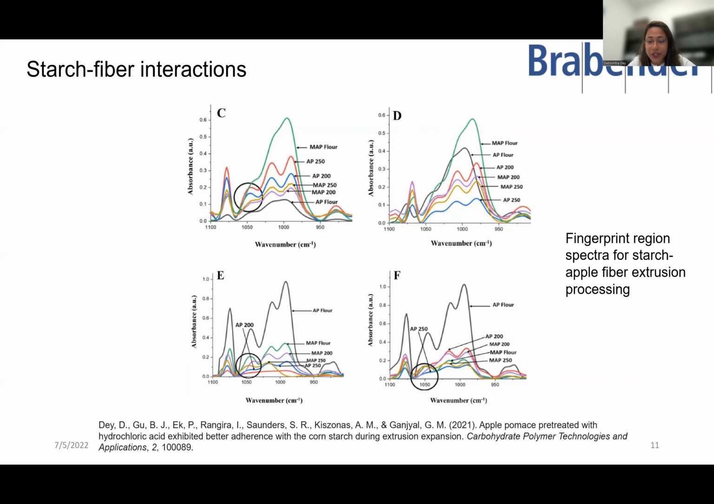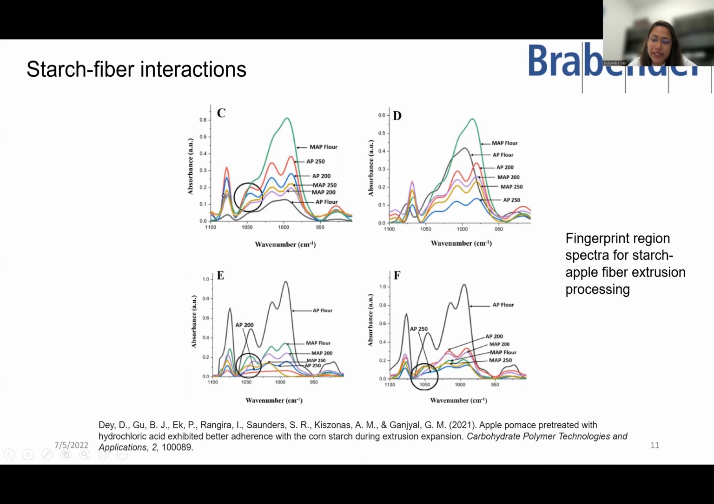What the authors actually did in this study was consider the fingerprint region from 900 to 1200 wave number. If you look here, the one that you see in green is the FTIR spectra of the native flour or the mixture that was used for extrusion processing. Here we can see that it has a high crystallinity index, but as we process the fiber, the intensity of crystallinity is reducing. Why? That is because the material has gone through extrusion processing.